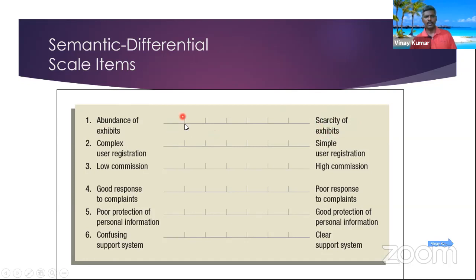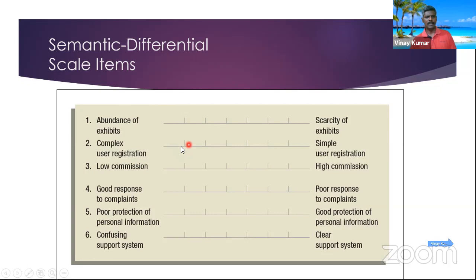The respondents are asked to mark in this space. If the mark is here, where you can see my red point, it shows that there is abundance of exhibits. But if it is marked at the right extreme, it shows the scarcity of exhibits on the website. If it is in the middle, it shows that it is neutral. It is neither abundant nor scarce. That's the interpretation.